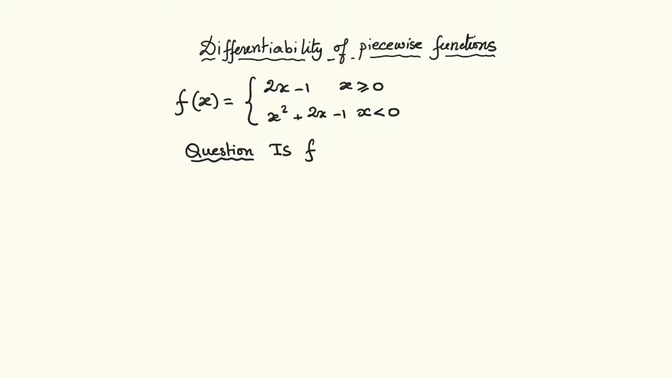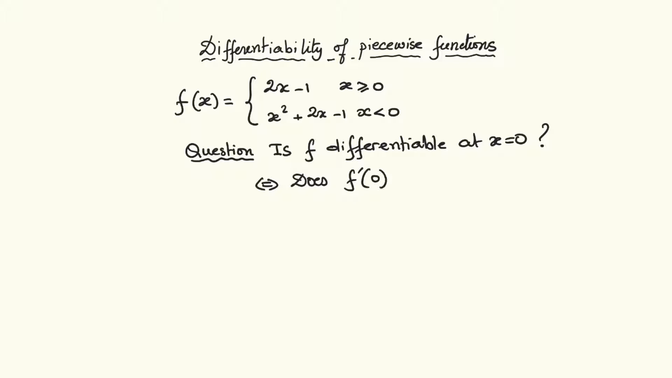Does it have a derivative at x equal to 0? So is f differentiable at x equal to 0? That's the question we would like to answer, which is equivalent to saying basically, does f dash at 0 exist? Does this function have a derivative at x equal to 0?